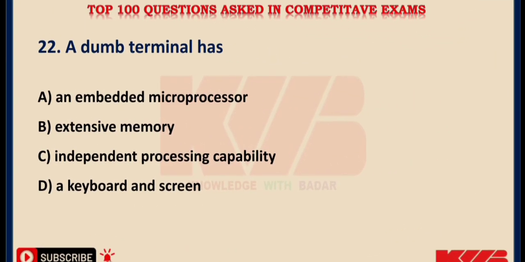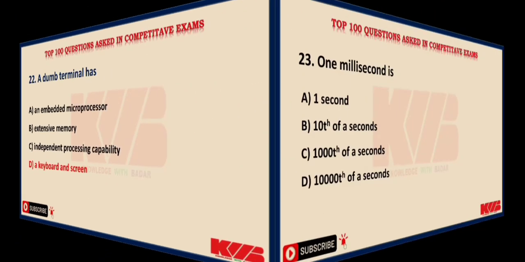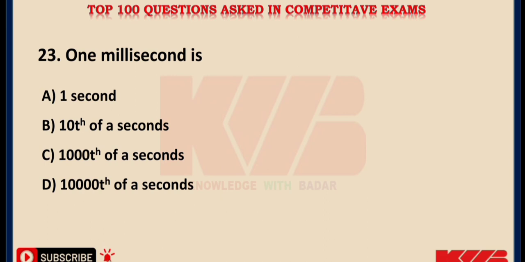Next question. A dumb terminal has: an embedded microprocessor, extensive memory, independent processing capability, or a keyboard and screen? And the correct answer is a keyboard and screen. The next one. 1 millisecond is equal to: 1 second, 10th of a second, 1000th of a second, or 10,000th of a second? And the correct answer is 1000th of a second.